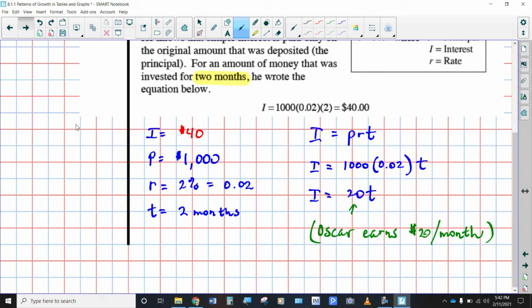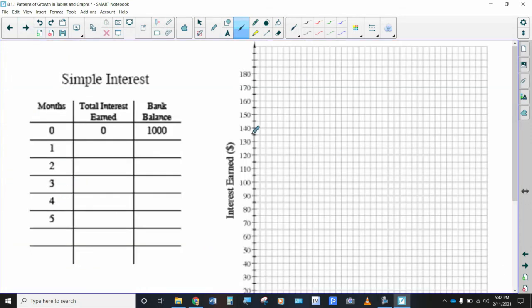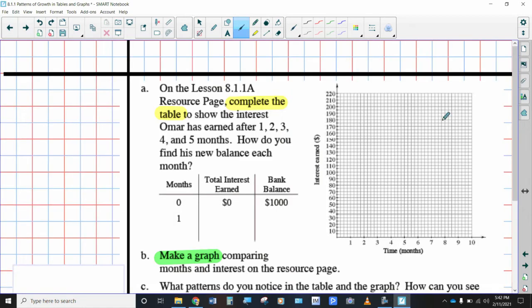Okay. So if you print off resource page 8.1.1a, you will see a table and you will see a graph that is provided to help with this problem. So it says on this resource page, complete the table to show the interest Omar has earned after 1, 2, 3, 4, and 5 months. How do you find his new balance each particular month? Well, let's find out. Let's go ahead and get started on this part right now.